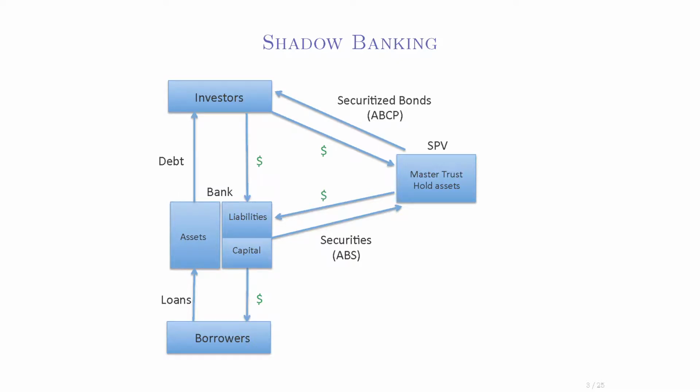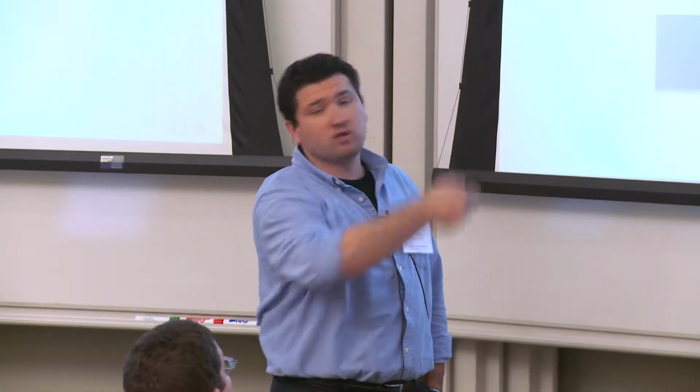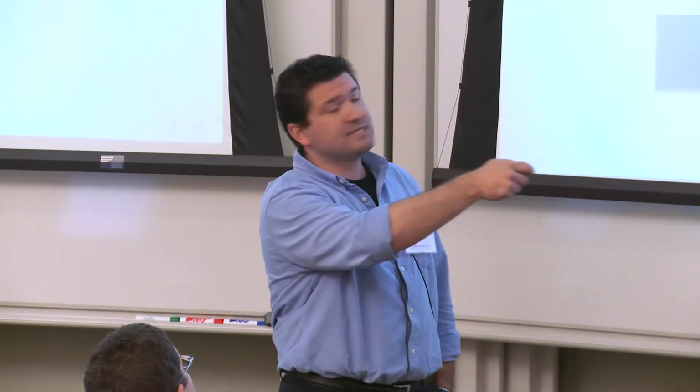The whole point is that there is an SPV, a special purpose vehicle, typically sponsored by the bank, which is a master trust and holds the assets. They buy this asset from the bank. Where the money comes from, they basically issue short-term securitized bonds, asset-backed commercial paper, for example, to the investors. So the money flows through these guys here.